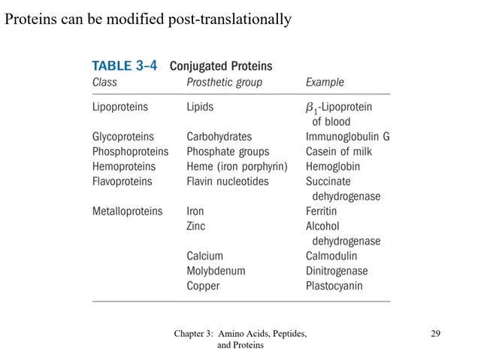Proteins can be modified with prosthetic groups. These are non-amino acid molecules that become part of the protein. This process occurs post-translationally, meaning after the protein has been synthesized by the ribosome.